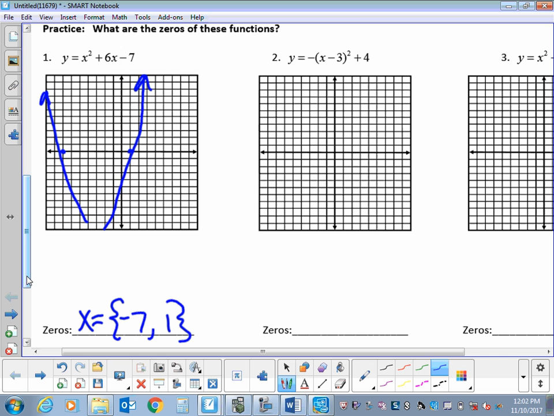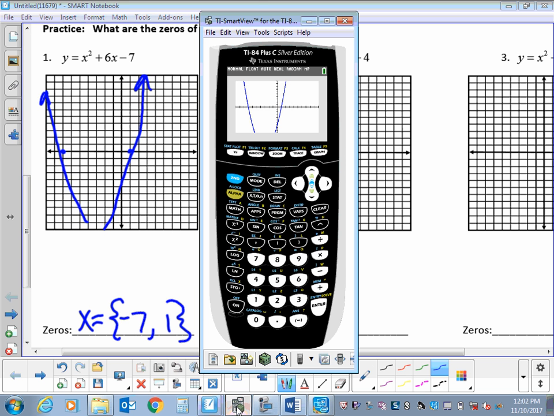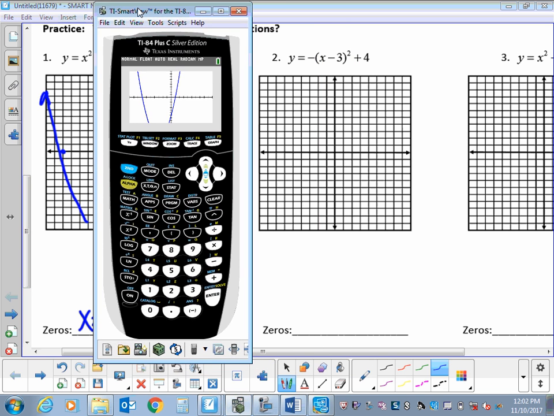We'll talk about parentheses and brackets later, but it is a very big difference. Does that make sense? Look at the next one. So your y equals, let's type it in, negative x minus 3 squared plus 4. I'm going to look and see what it looks like. Sometimes you're able to look at your zeros from the graph, and sometimes it's easier to look at your table. This looks like it's at 1 and 2, 3, 4, 5. Let me double check. Let's look at my table.